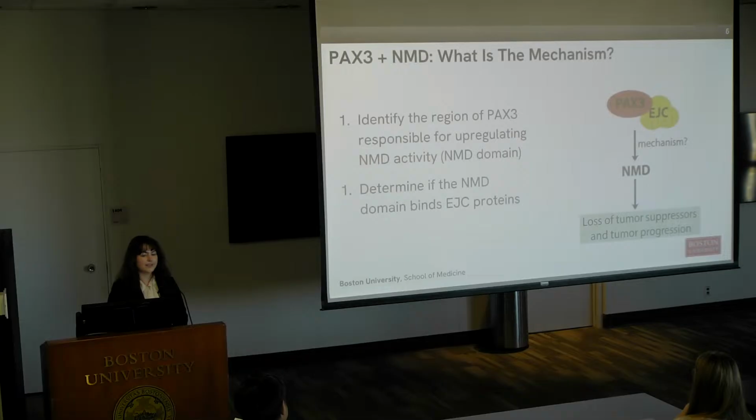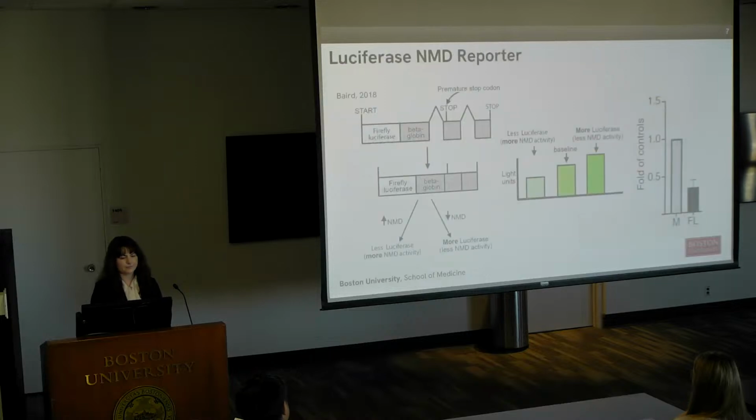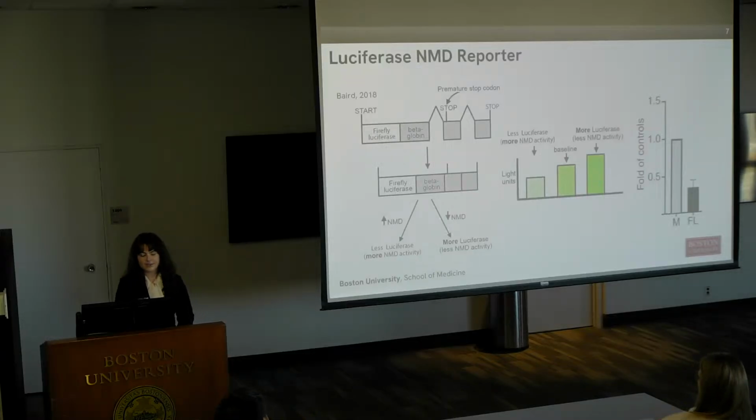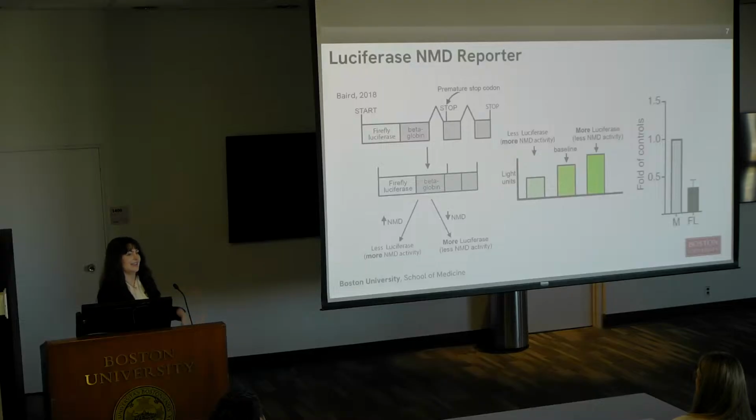So I wanted to first identify which region of PAX3 is responsible for eliciting NMD activity, and then also determine if this is what's responsible for EJC binding. Just to briefly go over the methodology I mainly employed, we use luciferase assays. Our luciferase reporter works inversely to what you would expect readout-wise: smaller bars on the bar graphs indicate higher NMD activity. You'll notice over here on the right, we have our mock in the leftmost column, and then our canonical full-length PAX3 in the rightmost. Again, you'll notice that bar is quite small.